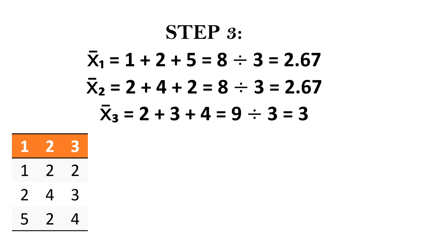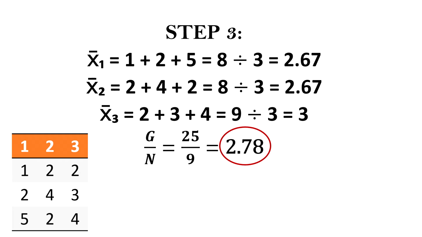Now, for the grand mean, kailangan natin ng grand total. I-add natin to 1 plus 2 plus 5, 2 plus 4 plus 2, 2 plus 3 plus 4, magiging 25. And then yung n is kung ilan siya: 1, 2, 3, 4, 5, 6, 7, 8, 9. So 25 divided by 9 is equal to 2.78. So ito na yung grand mean natin.